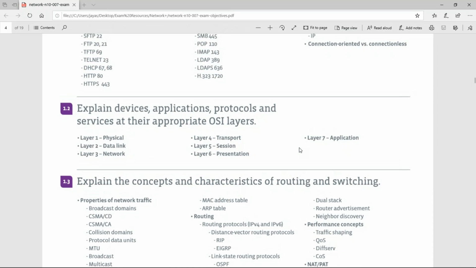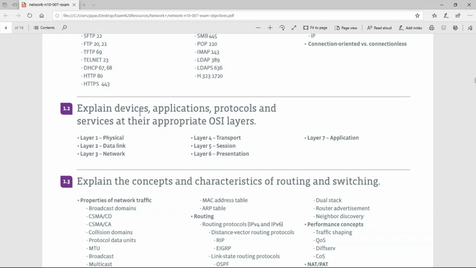Okay, that's a good question. So yeah, you're going to see some stuff on the OSI model. I guarantee it. But for the main things, like I was just saying, right?